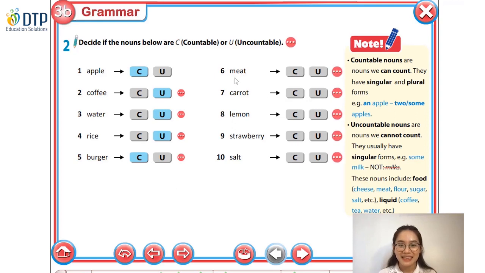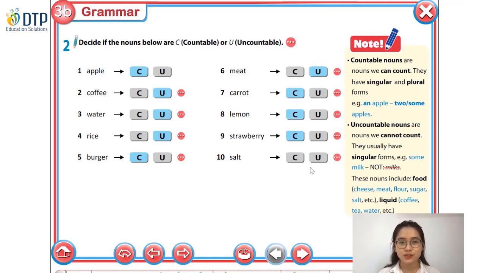Alright, next one. Meat, can we say one meat, two meat? No, it should be uncountable noun. Good. Now, carrot, lemon, and strawberry. So can we count them? Yes or no? Yes, right? So they should be countable nouns. Very good.